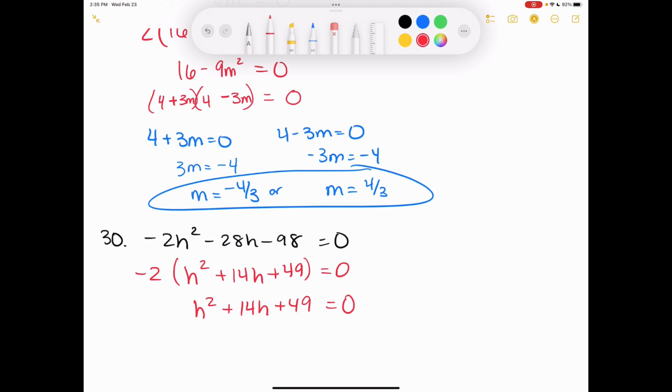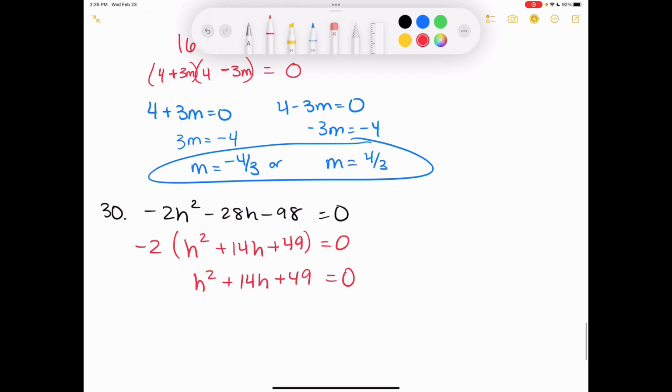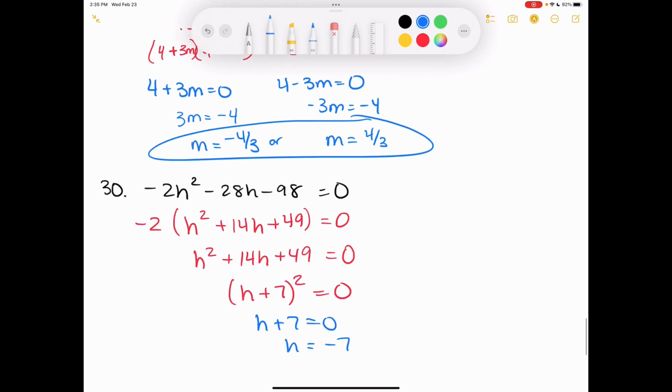Now what special type is this? I want to say perfect square trinomial, but I don't think that's it. It is. Yep, perfect square trinomial. Try 3 pieces. So what does that factor into then? 7. h plus 7 what? Squared equals 0. Now we take that, so h plus 7 equals 0. So h equals negative 7 is our answer for that one.